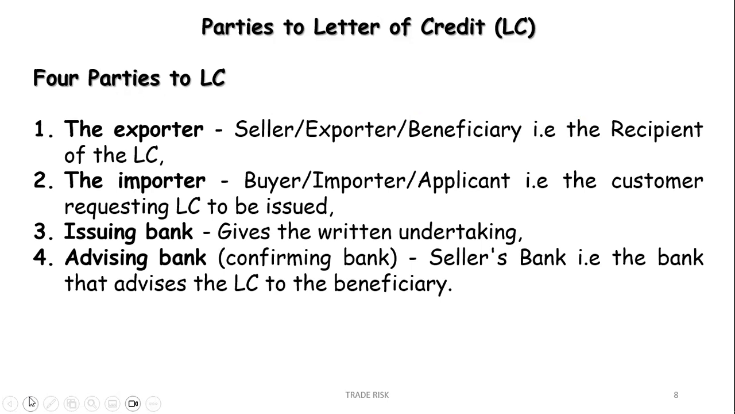Parties to the letter of credit: the exporter, seller, or beneficiary is the recipient of the LC. The importer, buyer, or applicant is the customer requesting the LC to be issued. The issuing bank gives the written undertaking. The advising bank, also called the confirming bank, is the seller's bank, the bank that advises the letter of credit to the beneficiary.